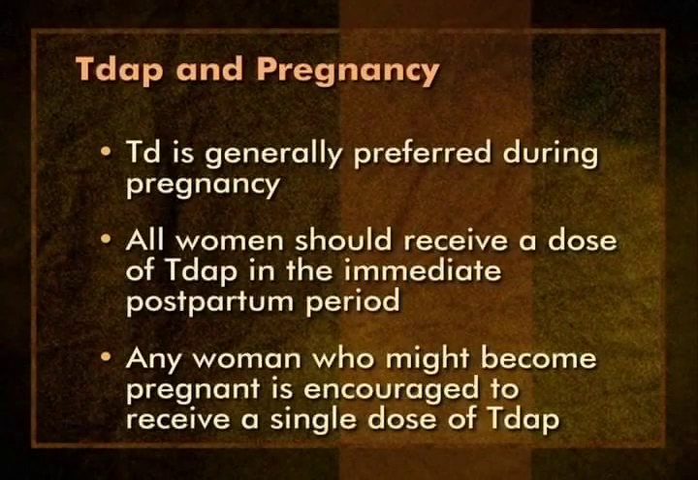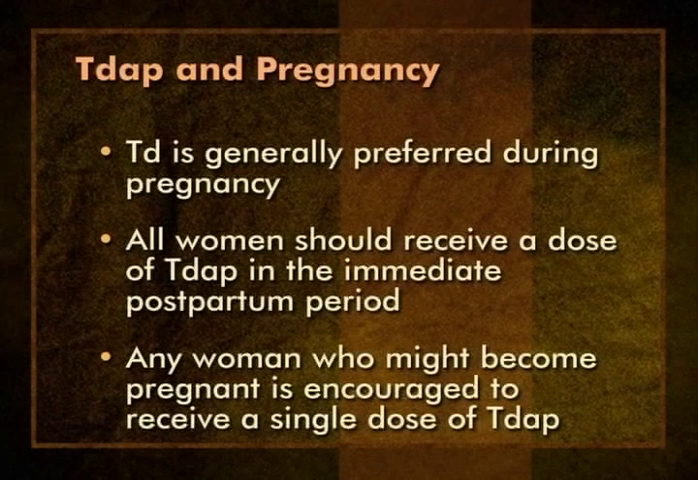The ACIP struggled with recommendations for vaccination of pregnant women. On one hand, if the woman received Tdap before or during pregnancy, her passive immunity might help protect the newborn from pertussis. But on the other hand, there are few safety data for pregnant women given Tdap, and there are concerns by some experts that the passive pertussis antibody could interfere with the infant's response to DTaP. After extensive discussion of this issue, ACIP recommended that because of these uncertainties, Td is generally preferred during pregnancy for women who need protection against tetanus and diphtheria.